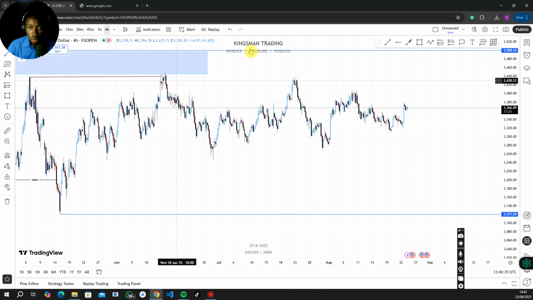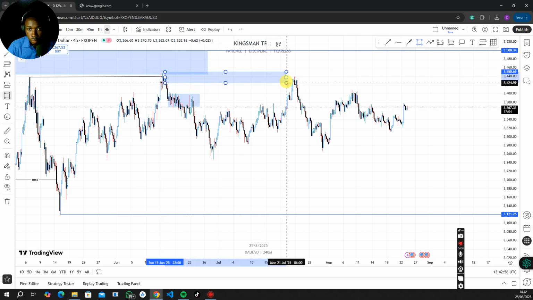Right here, we saw price also created another liquidity pool. Right here, there's a liquidity pool that is resting at this point here. And then price took it out and tapped into another supply zone, and it's still going down.